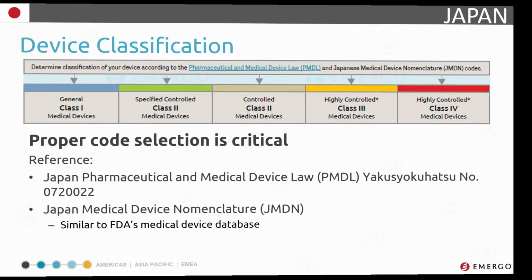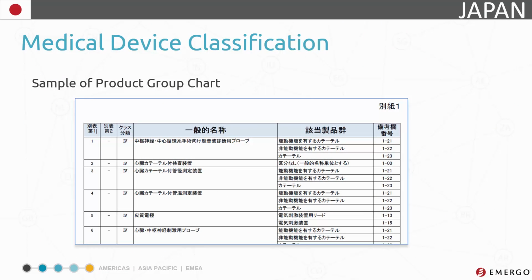This Japanese product group chart shows the JMDN codes that fall into each product group. For our non-Japanese reading viewers, this is a group, and these are the devices and associated codes which belong to that group.